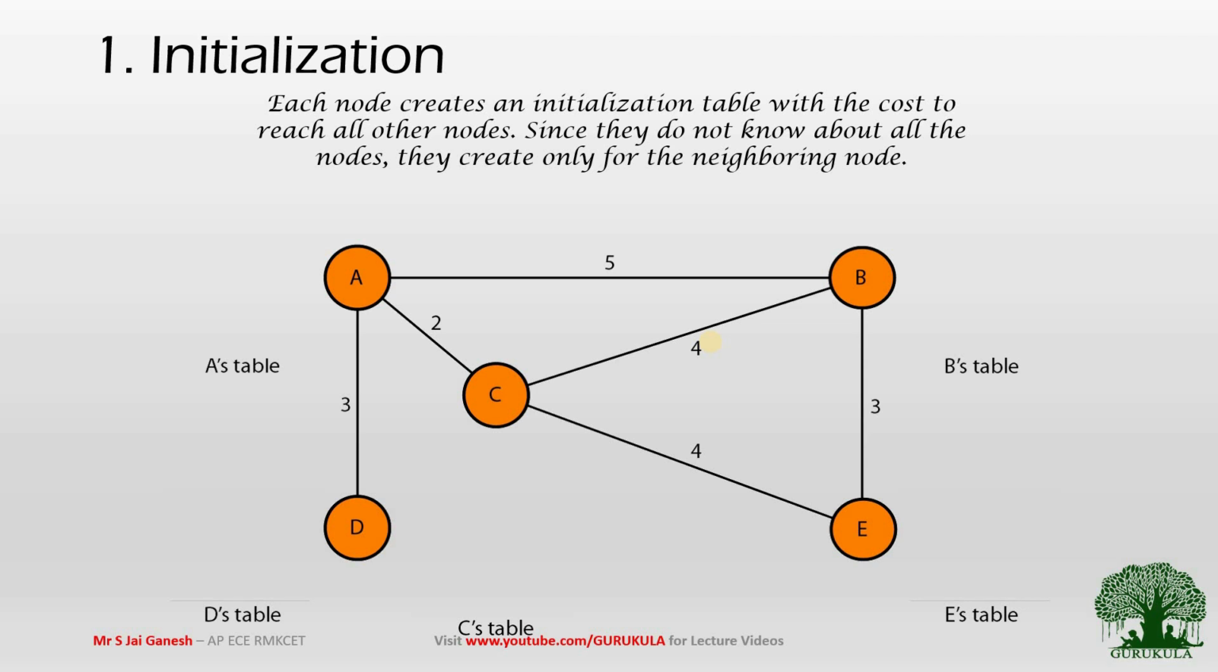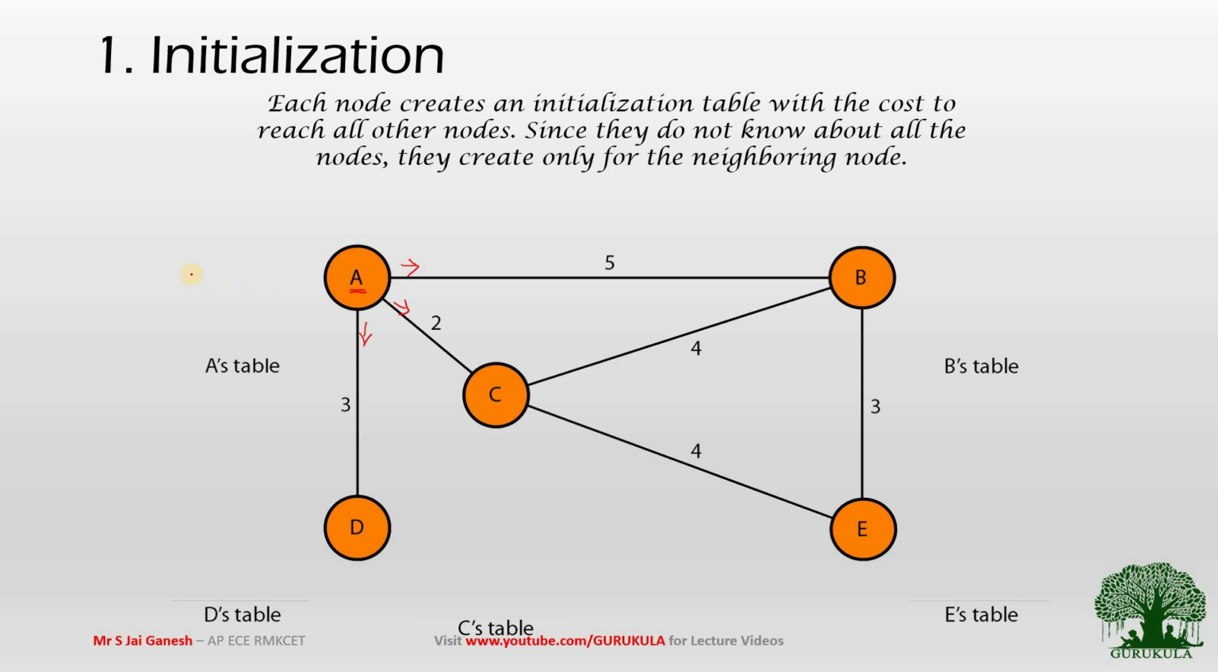Now at the initialization stage, each and every node will create an initialization table with the cost to reach all other nodes. At this stage, they do not know about all the nodes, because as you can see, there are a few nodes that are directly connected and a few nodes which are not directly connected. For example, node A is directly connected to node D, node C and node B. Node A does not know any information about node E at the initialization stage. So this is what we are trying to drive here.